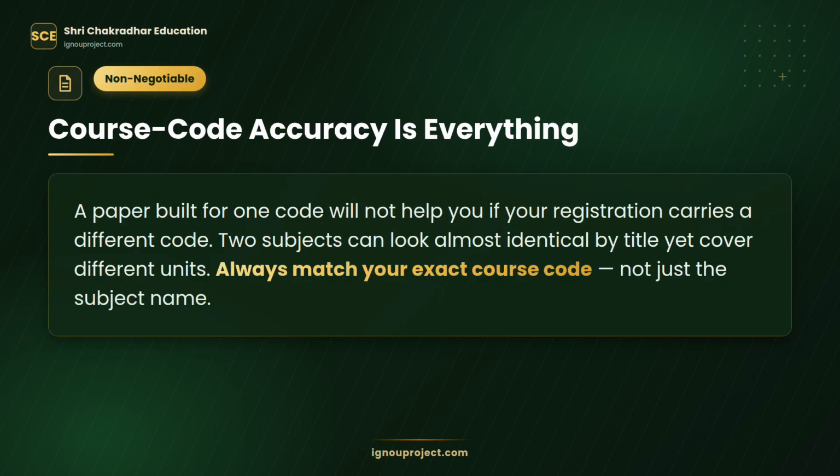This is why course code accuracy is everything. A paper built for one code will not help you if your registration carries a different code. Two subjects can look almost identical by title, yet cover completely different units. Always match the guest paper to your exact course code, not just the subject name.